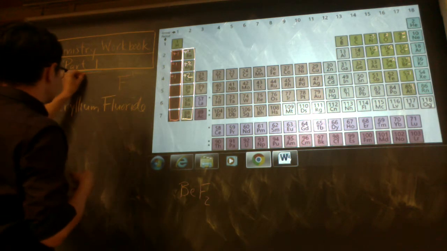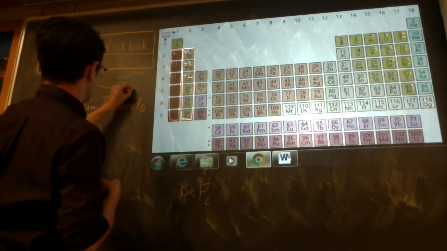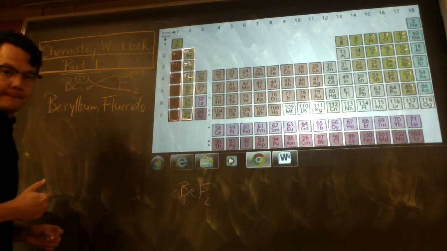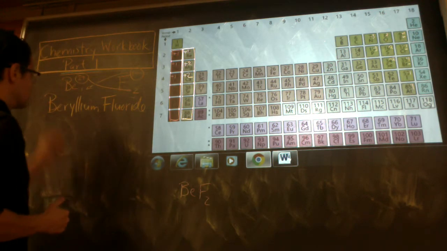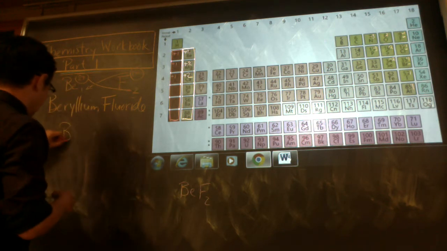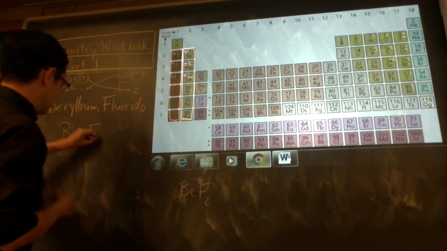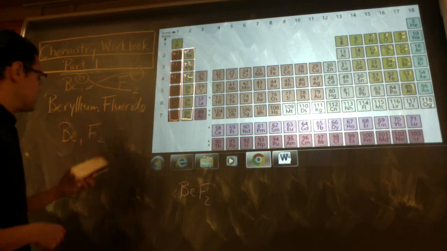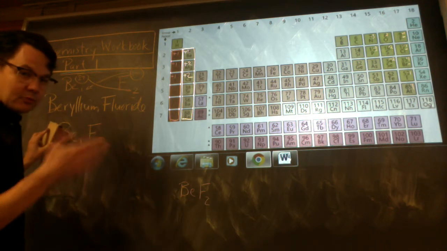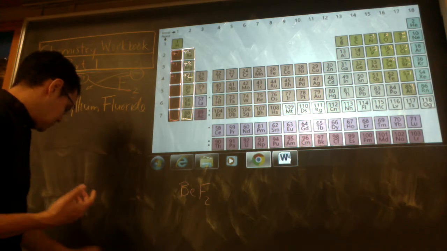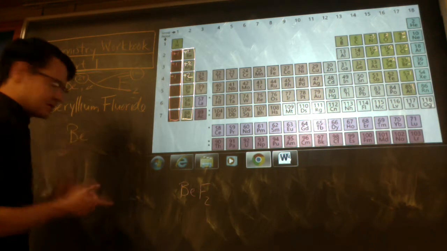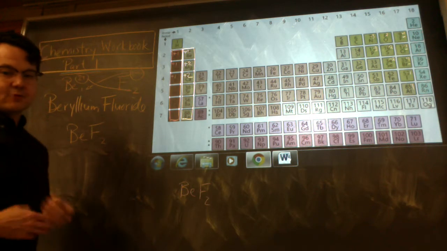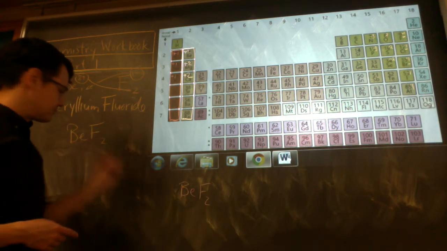And then you just take the number that's up here and put it down here, and the number that's up here and put it down here. That's the crossover part. So now we have Be1 and F2. Be1, F2, but whenever it's only one, we don't put a 1. We just put Be, because Be counts as 1. And then F2. And that's your formula for beryllium fluoride, and it checks out.